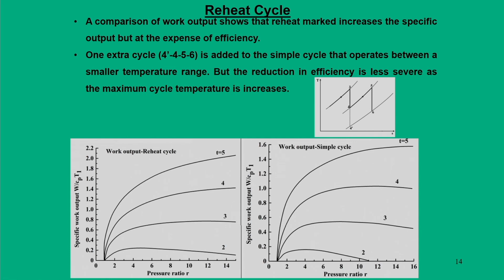And some extra philosophy we can say with reheating in the TS diagram. The area under the TS diagram normally represents heat addition. In that case, the extra heat added in the cycle becomes 4, 5, 6 and 4 dash. Since this extra heat gets added, we have shown that because of this the cycle efficiency drops.